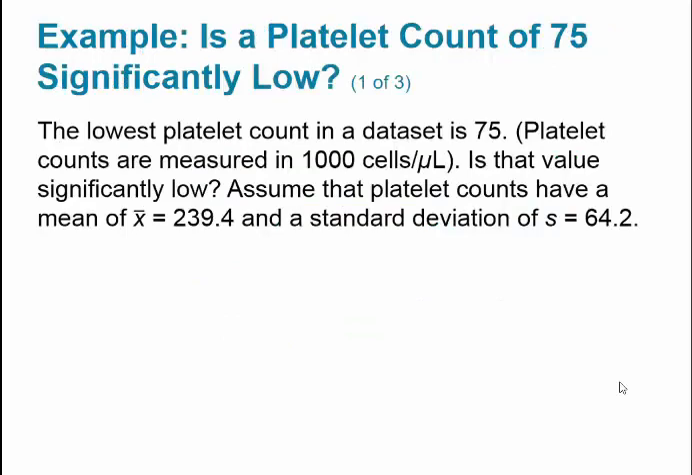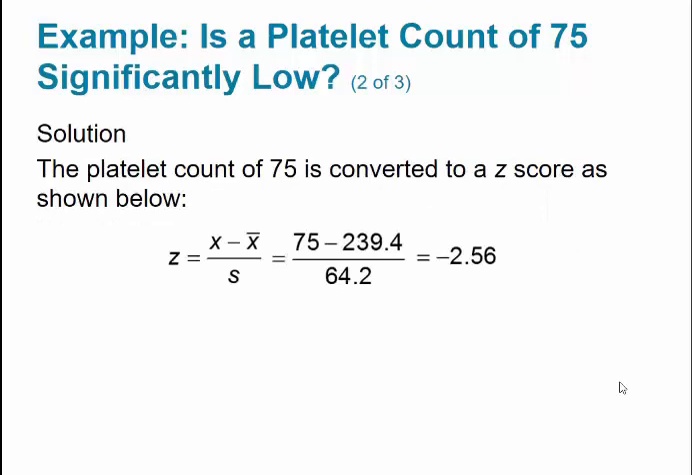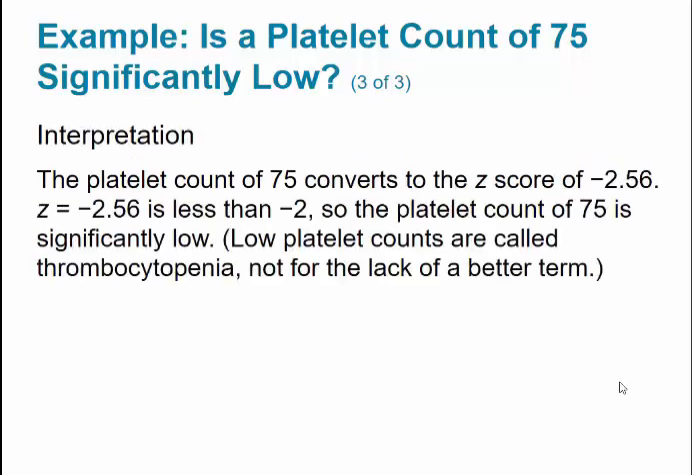Now here's an example, a platelet count of 75. Is this significantly low? The lowest platelet count in the data set is 75, measured in units of 1,000 cells. Is that value significantly low? We're going to assume that the platelet counts have a mean x bar of 239.4 and a sample standard deviation of 64.2. When we find the Z-score, we find that it is negative 2.56. That means it is in fact significantly low because it's below -2. Again, within plus or minus 2 it's not significant, but beyond it is.